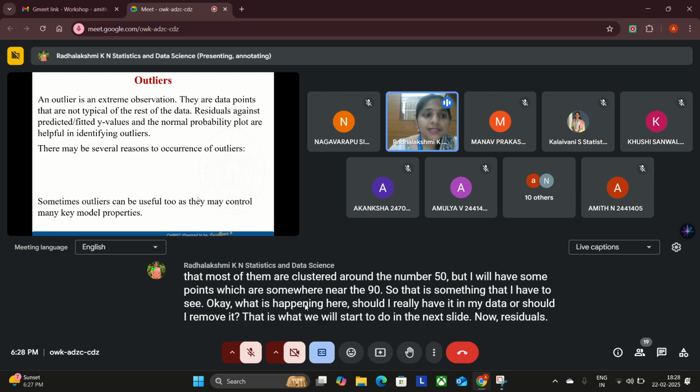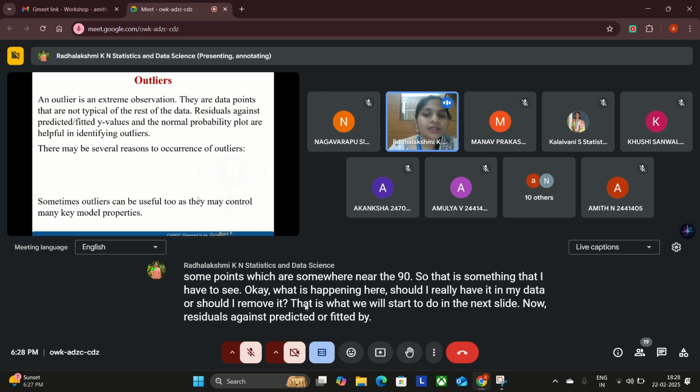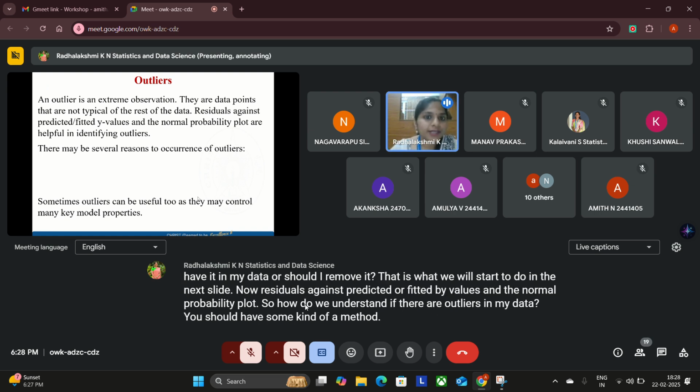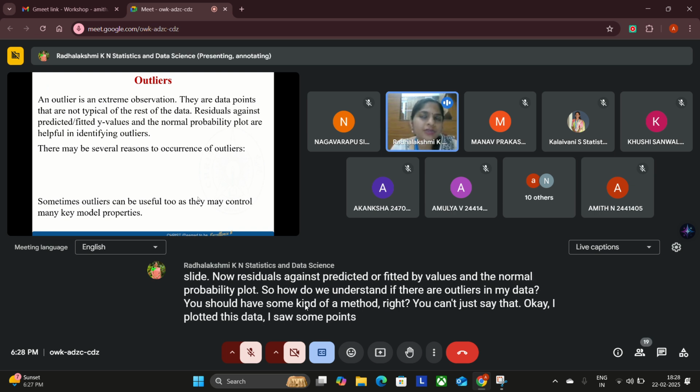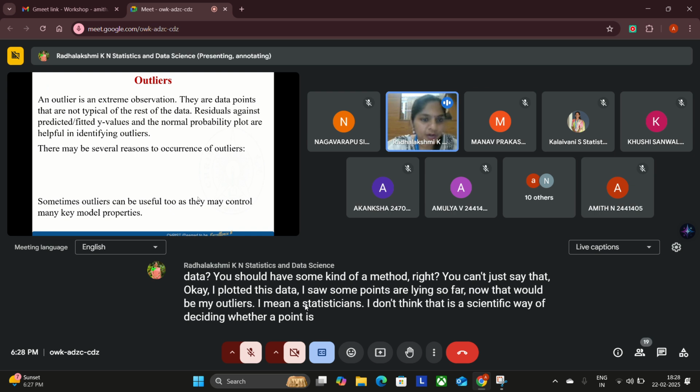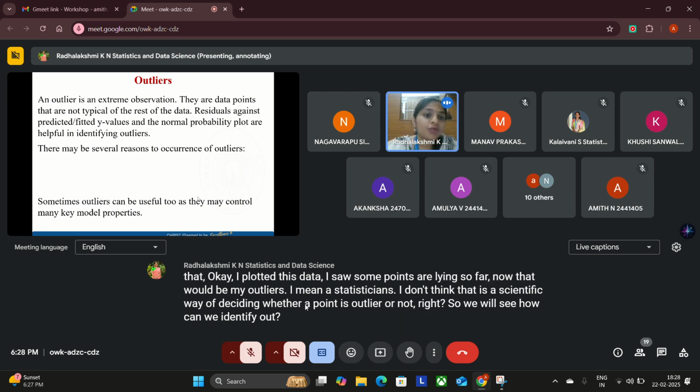Now, residuals against predicted or fitted y values and the normal probability plot. So, how do we understand if there are outliers in my data? You should have some kind of a method, right? You can't just say, okay, I plotted this data, I saw some points lying so far, now that would be my outliers. As statisticians, I don't think that is a scientific way of deciding whether a point is an outlier or not, right? So we will see how we can identify outliers and what can be done to treat these outliers.